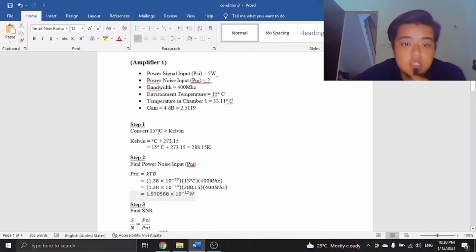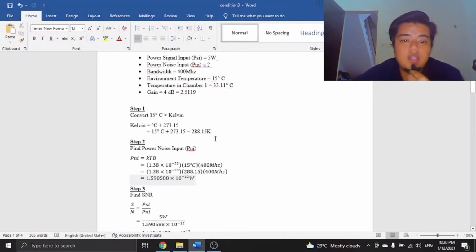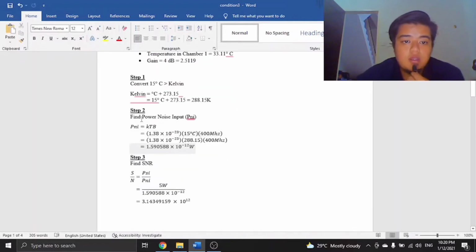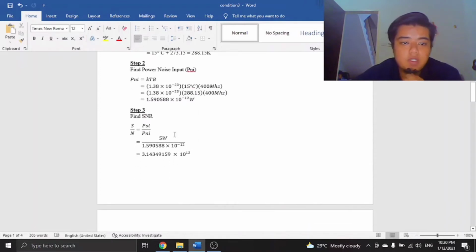We convert 15 Celsius to Kelvin, and the formula for Kelvin is Celsius plus 273.15, then we get 288.15 Kelvin. Then we move to step 2, where we find the power noise input by using the formula K times temperature times bandwidth. Then we get the answer for power noise input, which is 1.590588 exponential negative 12. Then we move to step 3, where we need to find SNR, which is S over N, or PSI, or we call it power signal input divided by power noise input.